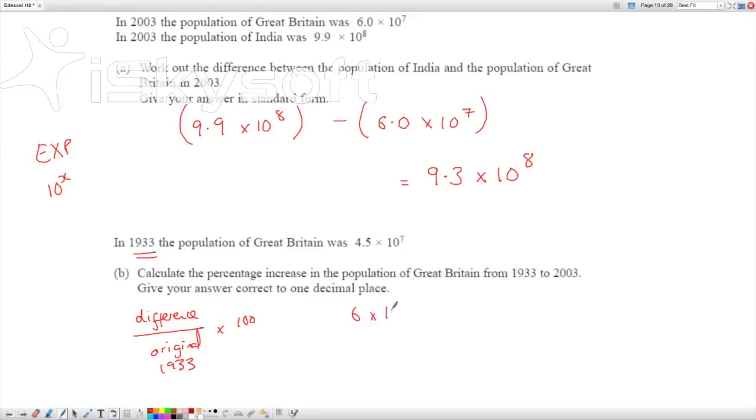We've got 6 times 10 to the 7, subtract 4.5 times 10 to the 7, divided by the original amount, 4.5 times 10 to the 7, times by 100. This will come out as a percentage, 33.3%. So here on the top, the numerator, we have the difference divided by the original back in 1933, times by 100 to get the percentage.